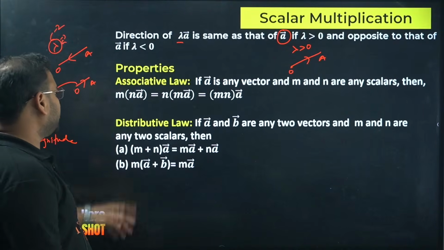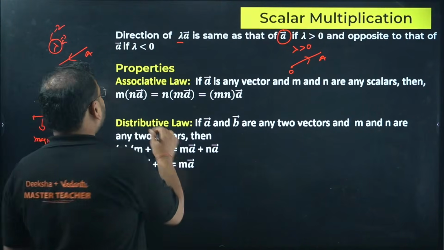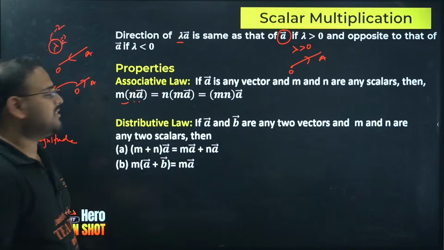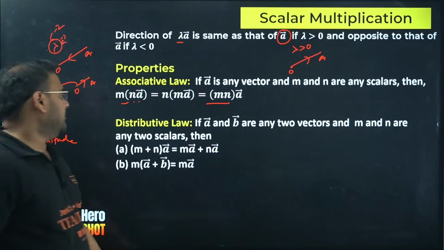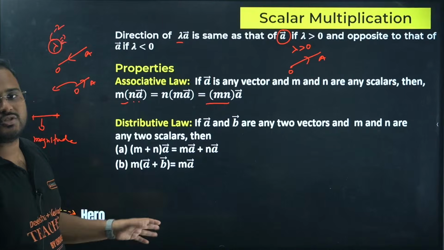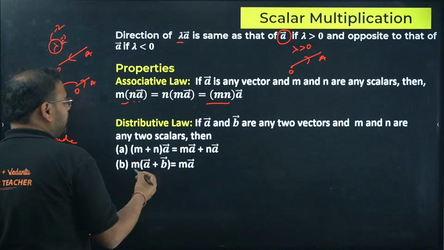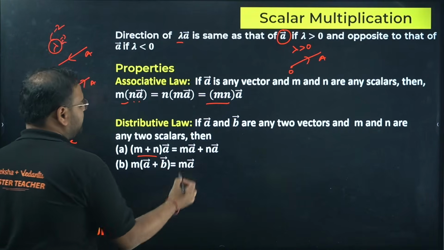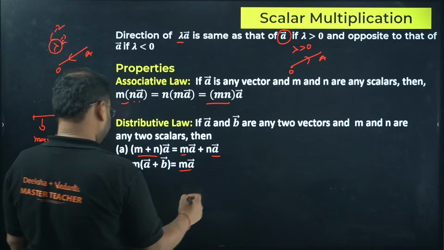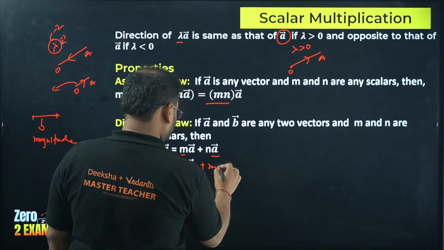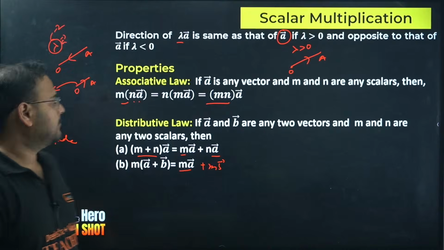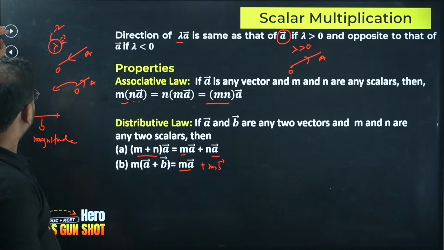Some properties. Associative law: you can multiply the vector in any fashion, multiply n to a or m to n, it doesn't matter. This constant can be multiplied in any fashion. Distributive law: you can again distribute the product over addition or addition over product without any problem. So m plus n over a is simply ma plus na, or m times of a plus b is simply ma plus mb. Clear? I missed that.